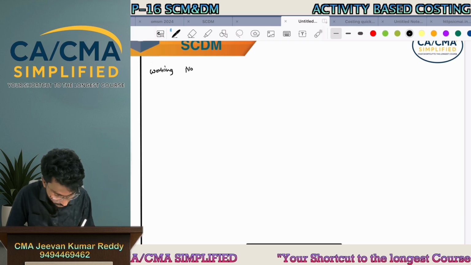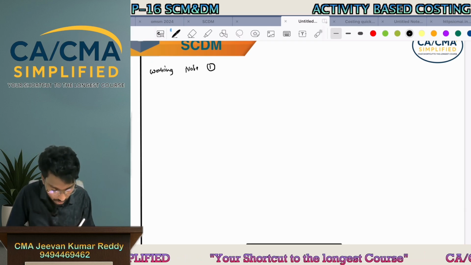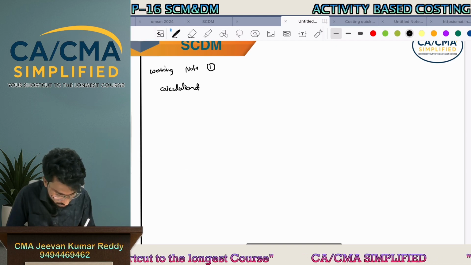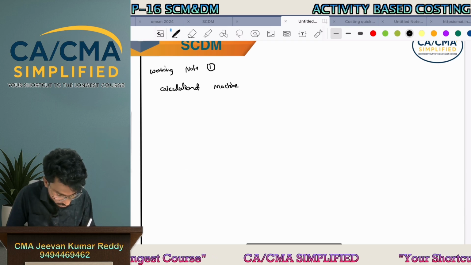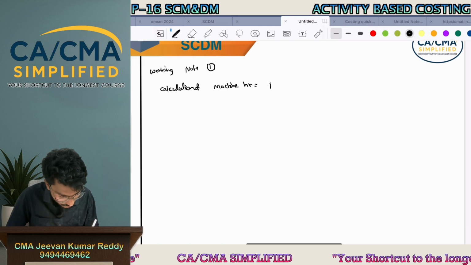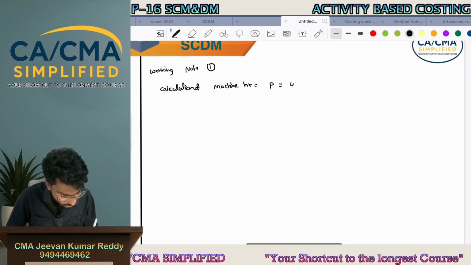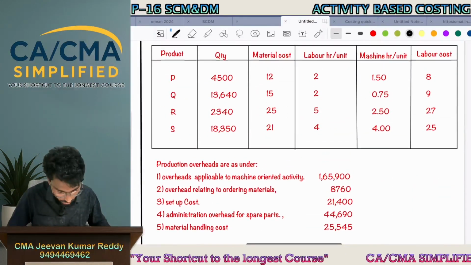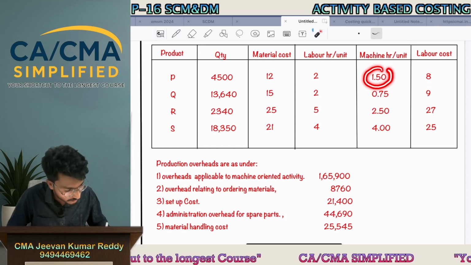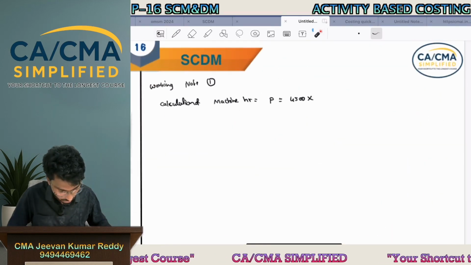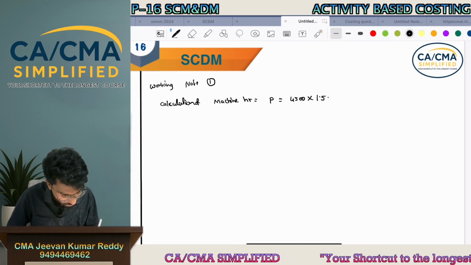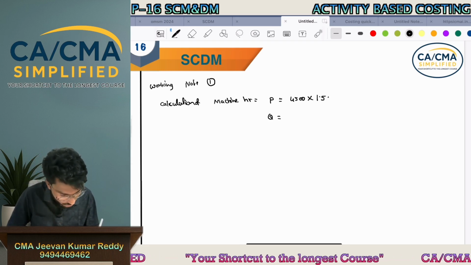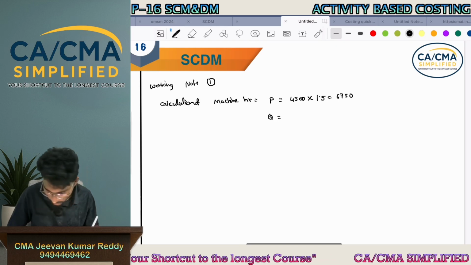Working note 1: calculation of machine hours. For P, how many units? 4,500 units into per unit how many machine hours are required? 1.5. That comes to 6,750.